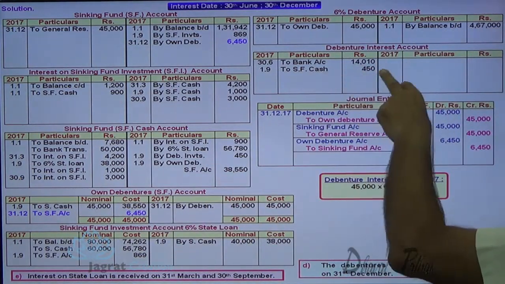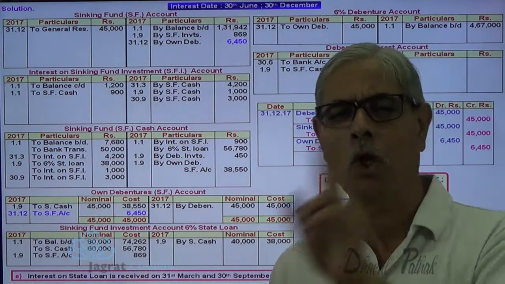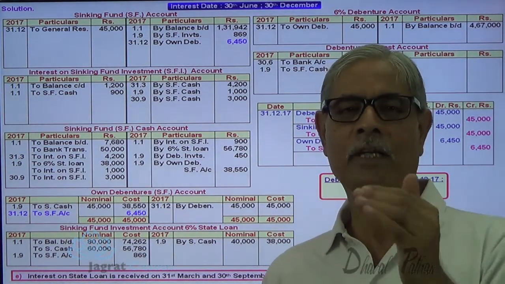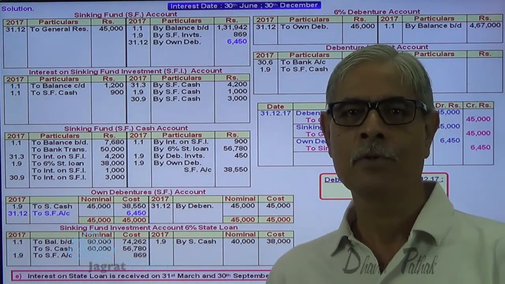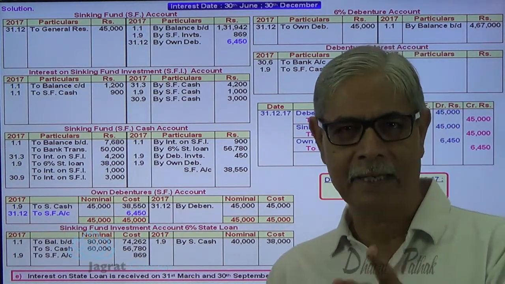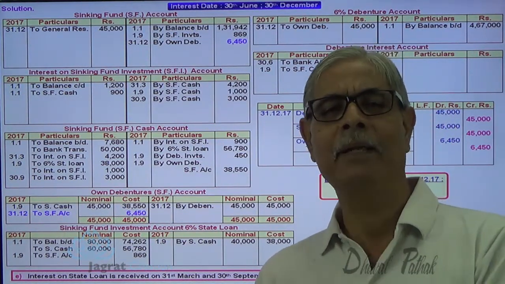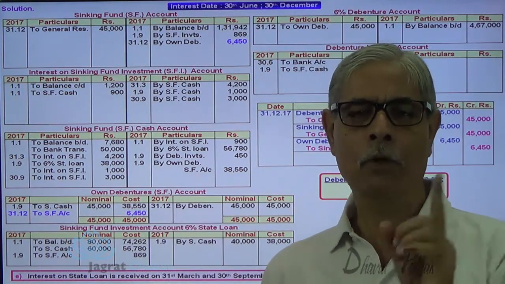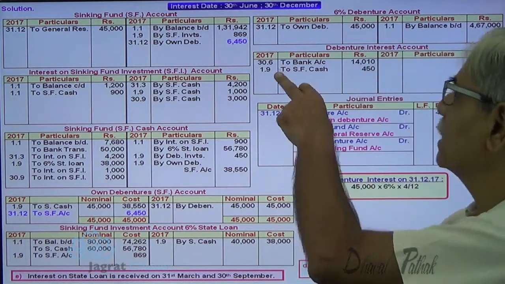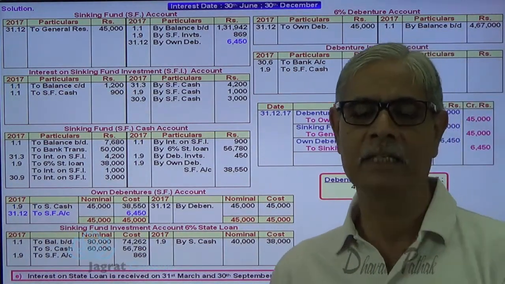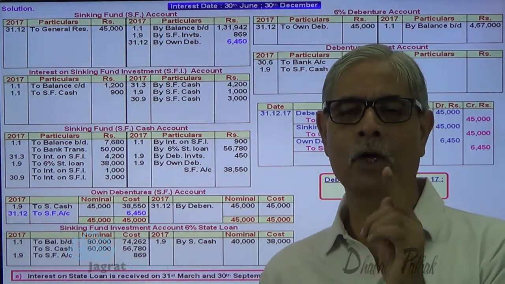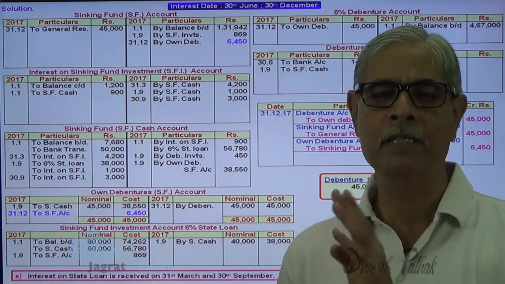Debenture interest account was already debited with 2 months interest payment. Now, on the date of cancellation, we are required to record the entry for 4 months. Why 4 months? Because the 2 months interest paid on debenture was debited to debenture interest account, not to interest on own debenture account. Remember, debenture interest account is already debited with 2 months interest. Now the 4 months interest entry is to be recorded, and you have to record the entry for interest on own debenture till the date of cancellation.